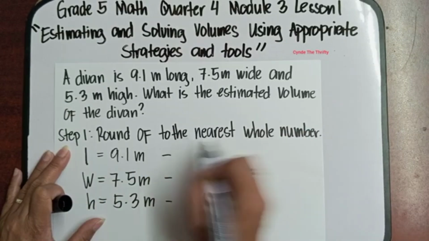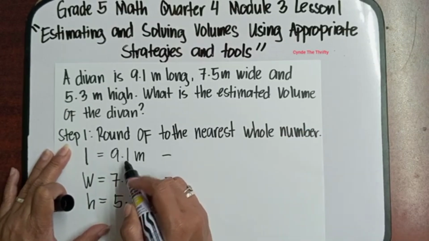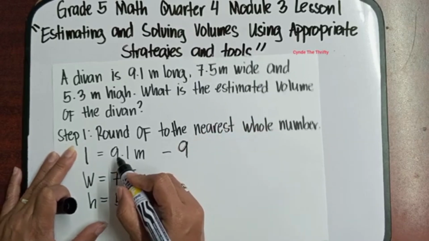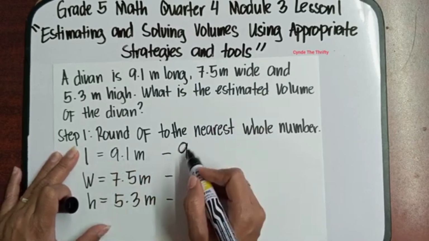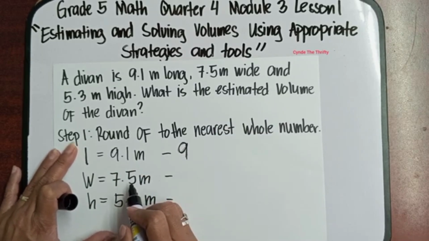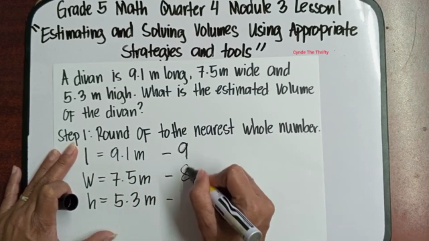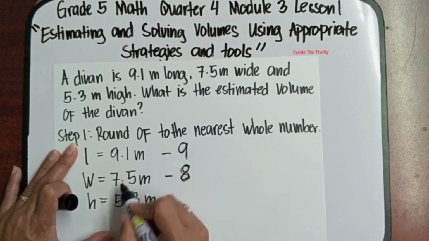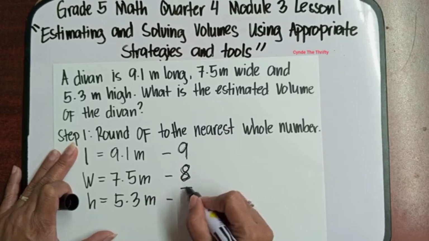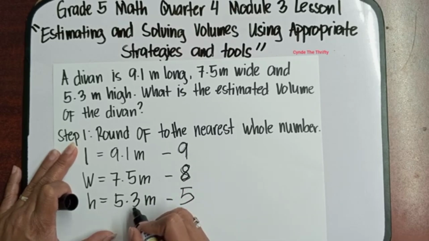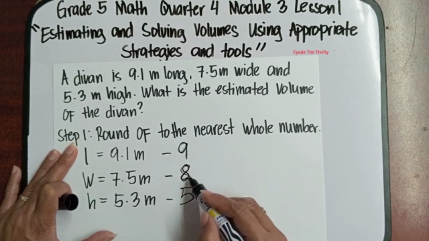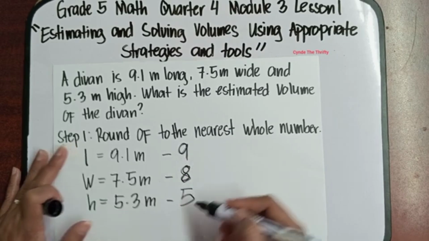I-round off muna natin. 9.1 round off to 9, kasi ang number after the decimal point is 1, so mag-remain yung 9. 7.5, i-round up natin siya sa 8 kasi 5 ang kasunod na number sa decimal point. And then 5.3, mananatili si 5 kasi ang kasunod ng decimal point is 3. So ito na yung number estimation natin. Ang kanyang length is 9, width is 8, at height is 5.